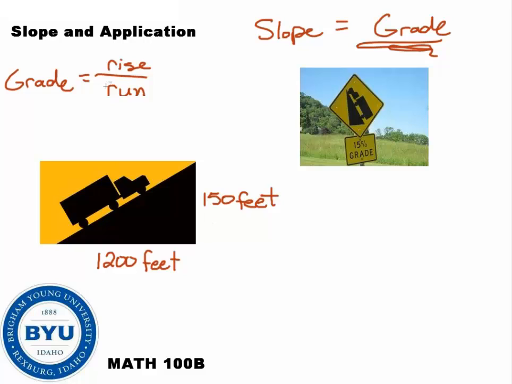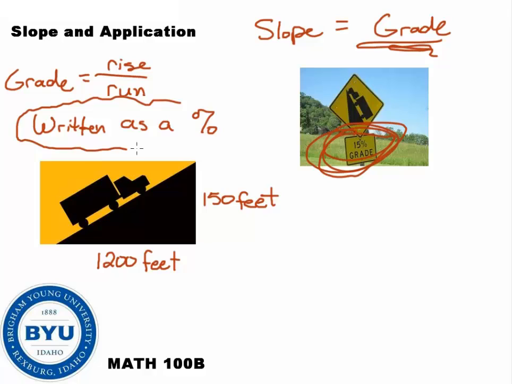So, grade, again, is just another word for slope. It's rise over run, but it's important to remember that grade is always written as a percent, as you see here in this sign, grade of 15%. So we're simply going to do the rise over the run.